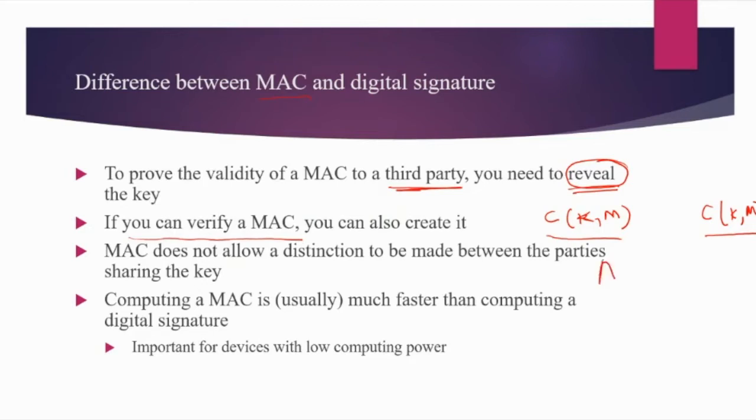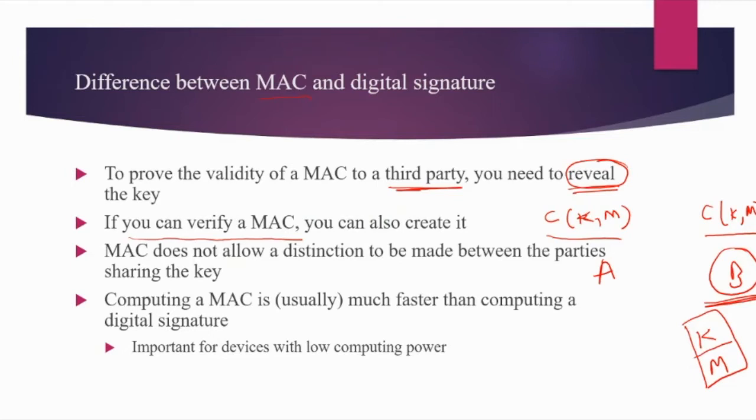So suppose Alice and Bob are the communicating parties. Now, if Bob can verify the MAC, he can create it also because he has access to K and M. To create and to verify, both of these pieces of information are needed. So one who can verify the MAC can also create the MAC, which is again not desirable, right? MAC does not allow a distinction to be made between the parties sharing the key.